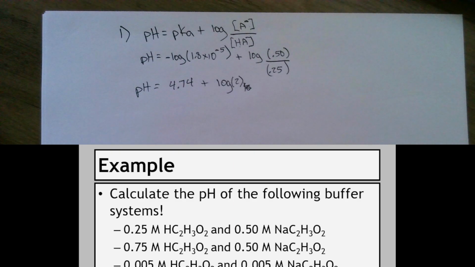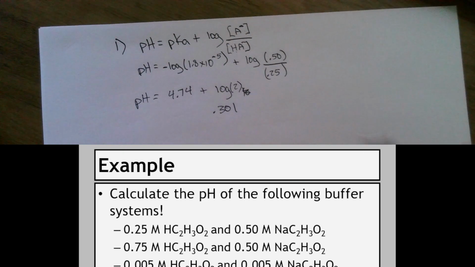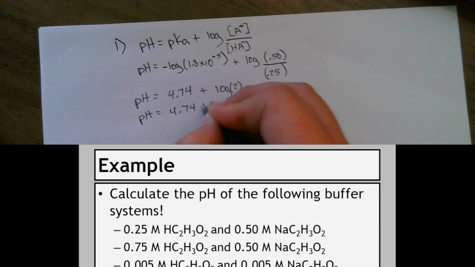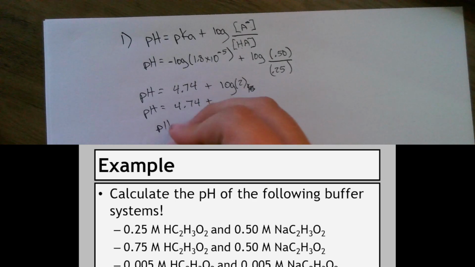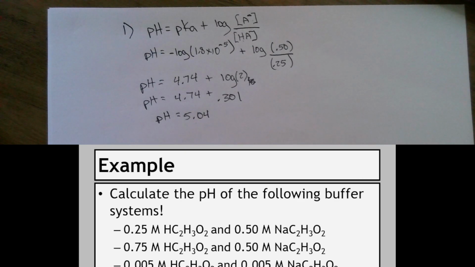So I'm going to plug log of 2 into my calculator and see what decimal that turns out to be. Nothing you'll have to do in your head here. So log of 2 is just a decimal. It's going to be 0.301. I'm going to add up these numbers together. 4.74 plus 0.301 is 5.04. That's the pH of my buffer.